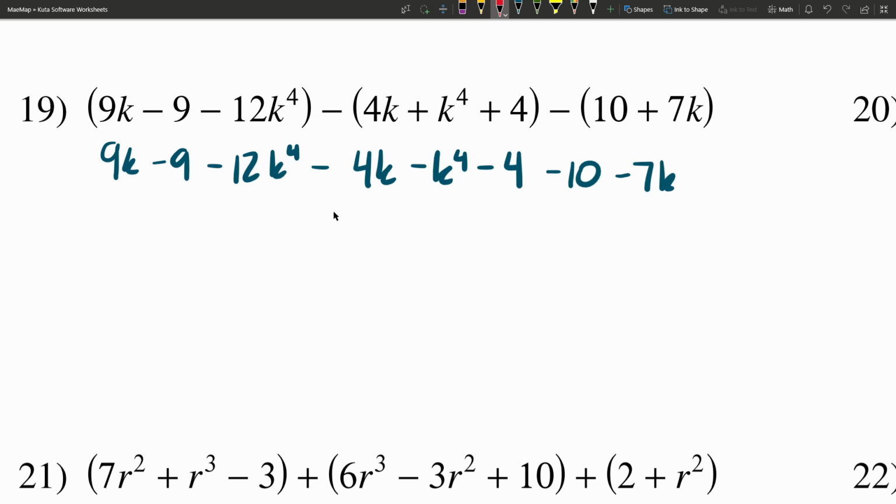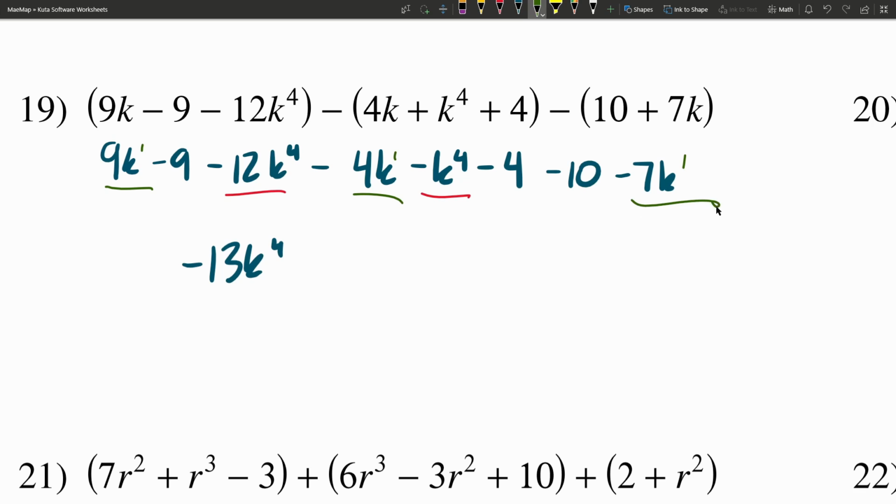But let's finish out this number 19. Our highest degree is to the 4th, which occurs 2 separate times. We have a negative 12k to the 4th minus a k to the 4th. So negative 12 minus 1 is going to be negative 13. So that's negative 13k to the 4th. And then our next highest degree is a degree of 1, which is 9k to the 1st, 4k to the 1st, and 7k to the 1st.